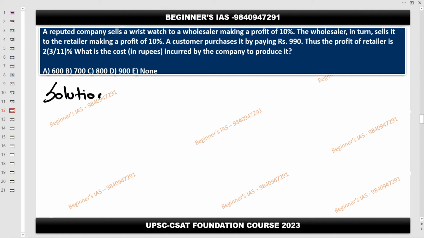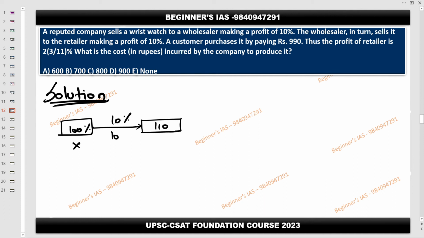Anybody wants to try the PCG method? You just tell me, let me follow your PCG method if you want to. Shall we take this as X, 100%? Then 10% profit. So nobody is ready. 110. Yes, sir, 10%. Dinesh, you want to try? 121, sir. 11, 121. Then to the customer at. Listen, 121.